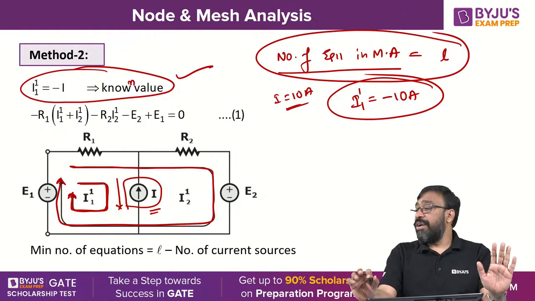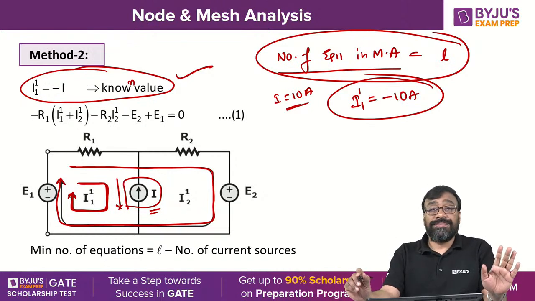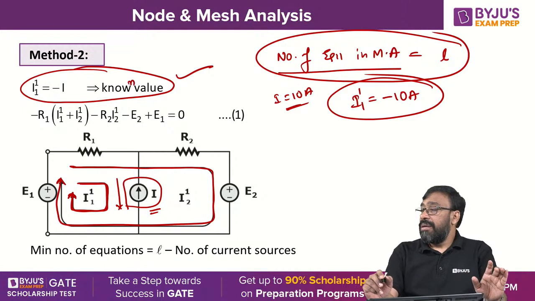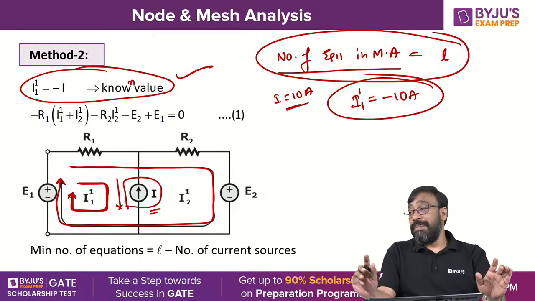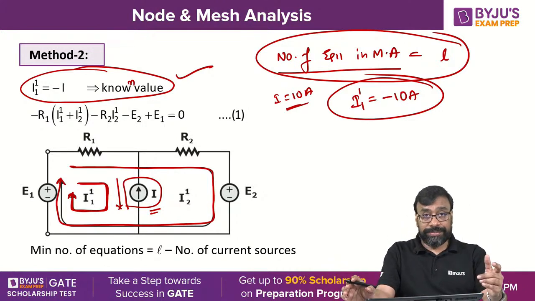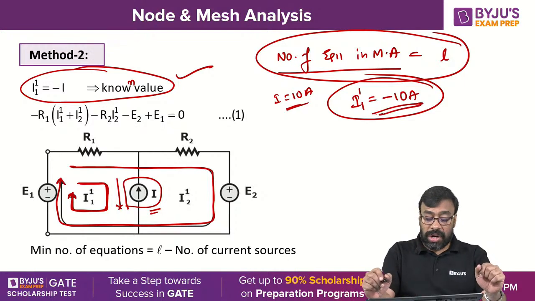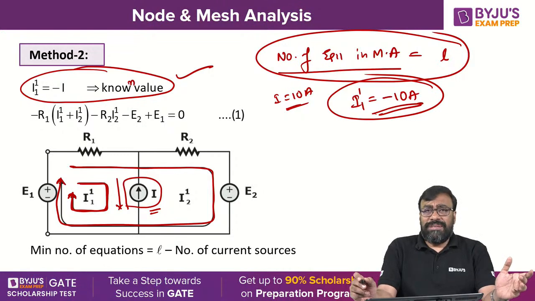Chandu and Ashok, I hope you are following this particular concept. Okay? I think the remaining people can also respond. In case you don't understand, please put it in the comment box, I can repeat it. I1 dash is equal to minus 10 amperes. Got it, okay? So, I know the value of I1 dash.